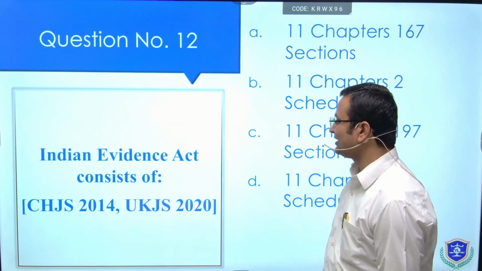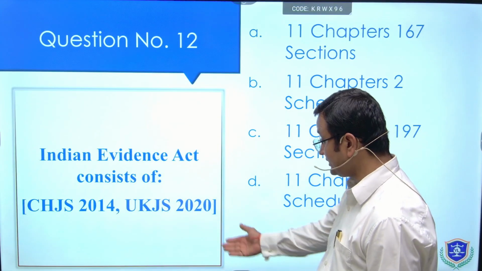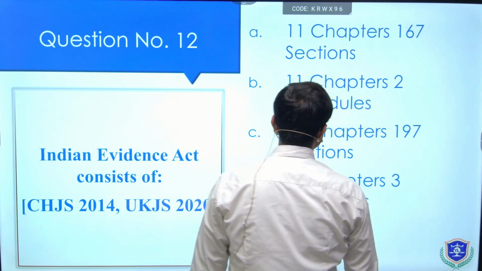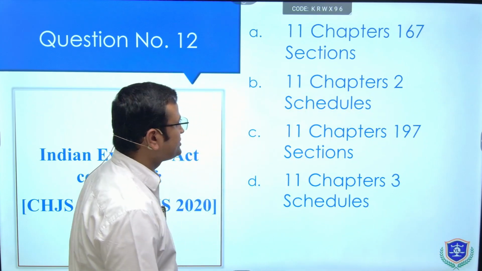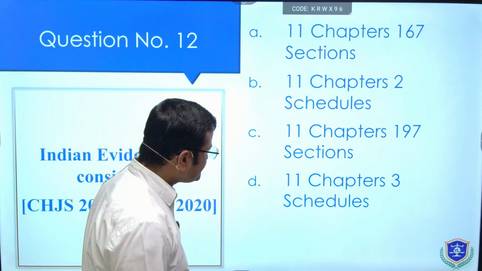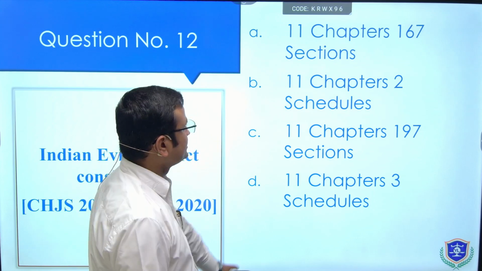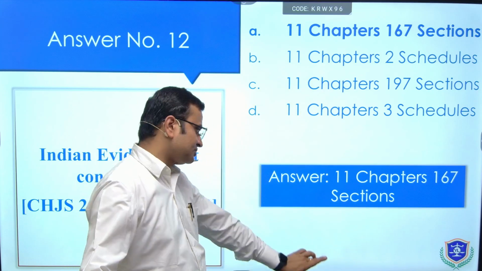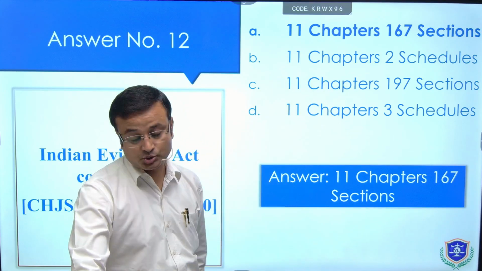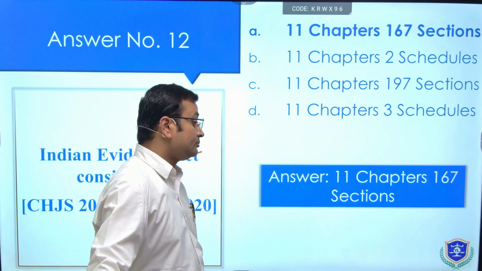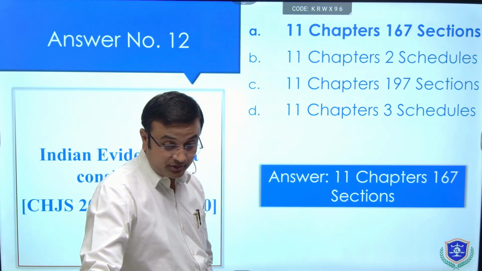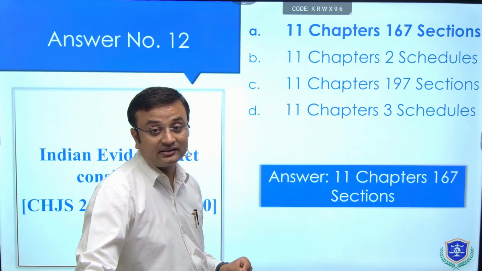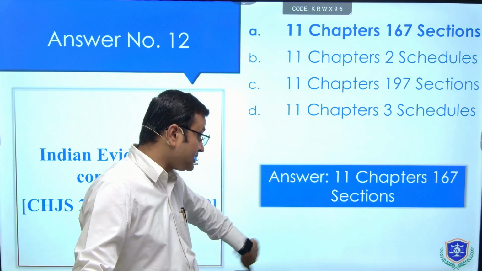Next question is, Indian Evidence Act consists of, again this has been asked in Uttarakhand Judiciary, Chhattisgarh Judiciary Exam: 11 chapters, 167 sections; 11 chapters, 2 schedules; 11 chapters, 197 sections; 11 chapters, 3 schedules. Let's see the answer. 11 chapters and 167 sections. So these are very basic questions which a student should not miss or answer wrongly, because these will give you 2 marks just by recollecting the section number, total number of sections and the chapters.